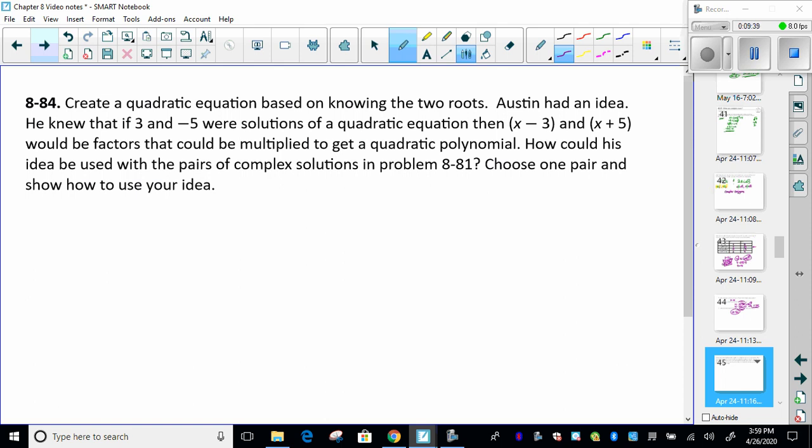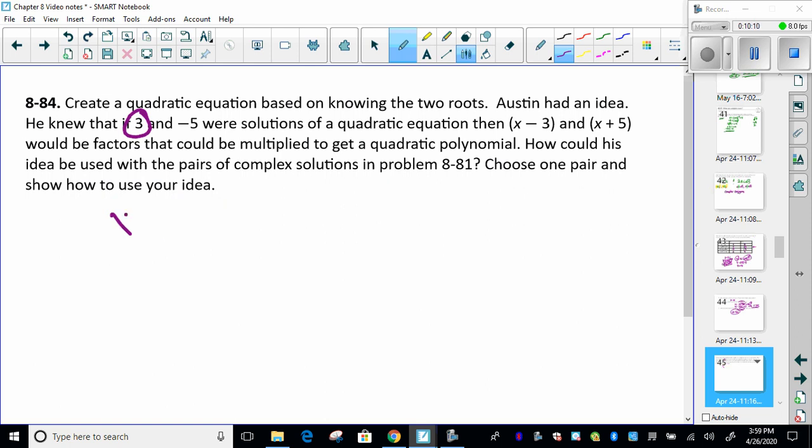He knew that if 3 and negative 5 were solutions of a quadratic equation, then x minus 3 and x minus a negative 5, which is x plus 5, would be factors that could be multiplied together to get a quadratic polynomial. So I want you to think about that. If you had a 0 of 3 or a solution of 3, its factor would be x minus 3. Because if it's a solution, it would be x minus 3 equals 0. I add the 3 over. That's how I get x equals 3.